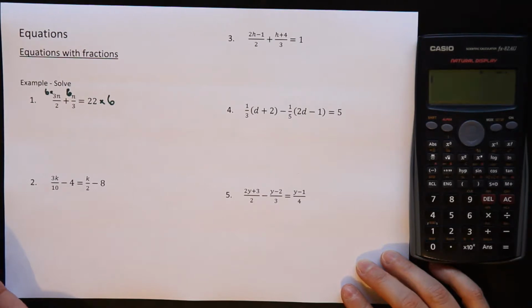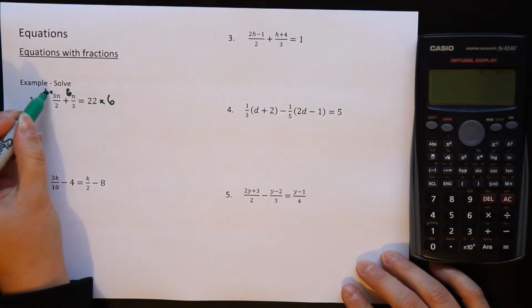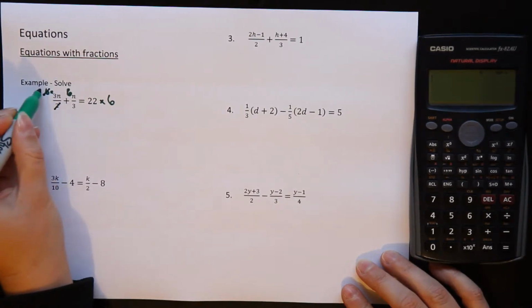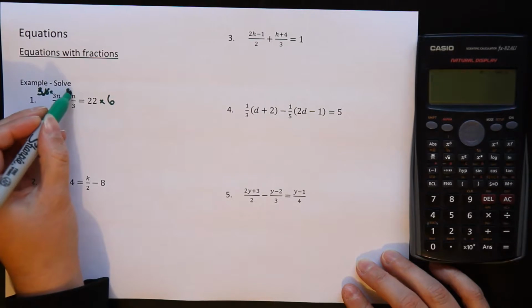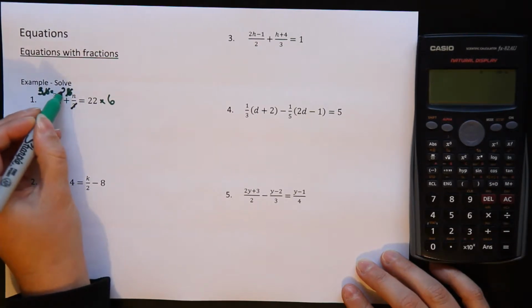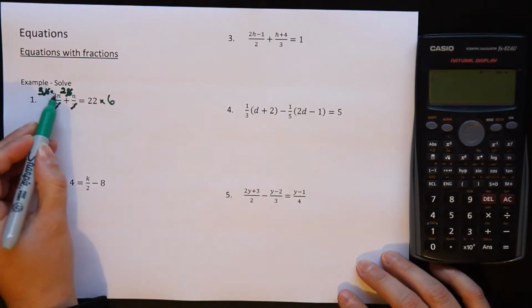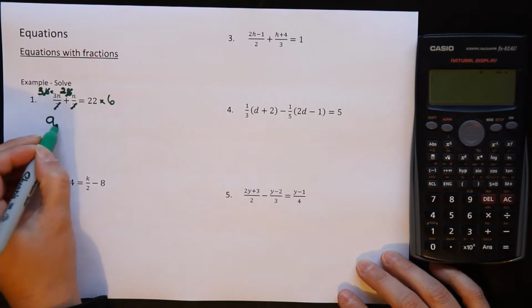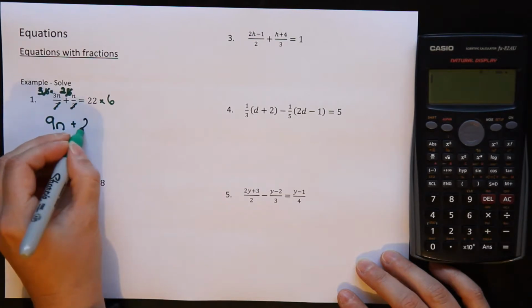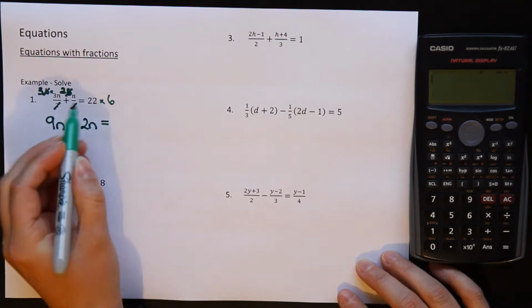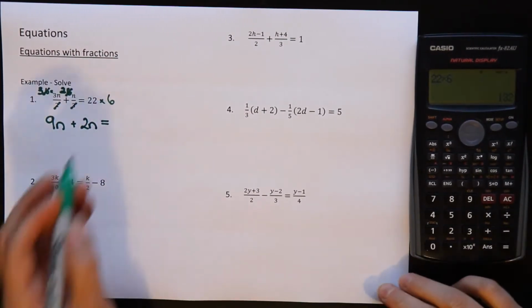Now, I can cancel. So if I have a 6 over a 2, 6 divided by 2 goes 3 times. So I can cross this 6 off with the 2, and that would go 3 times. 6 divided by 3 goes 2 times. So I can cross those off and have 2 there. Then I can write down what's left. So 3 times 3 is 9n. And 2 times n is 2n. And that's equal to 22 times 6, which you might need a calculator for. 22 times 6 is 132.